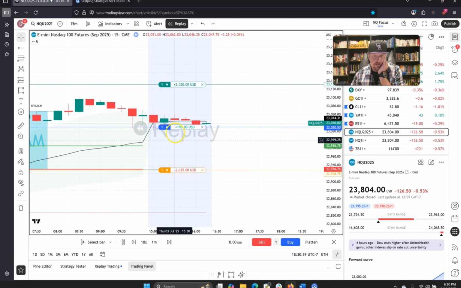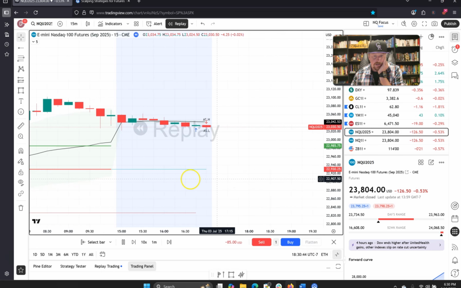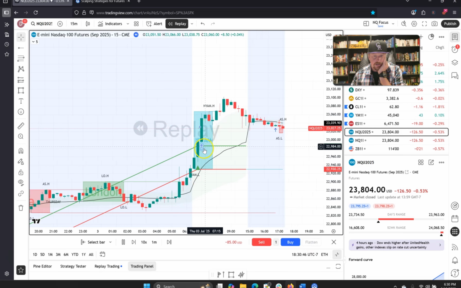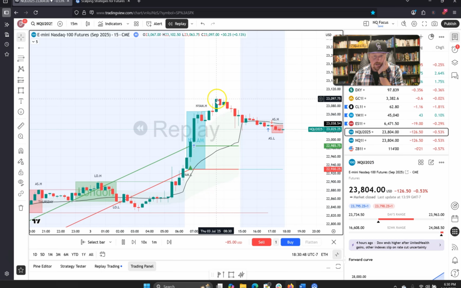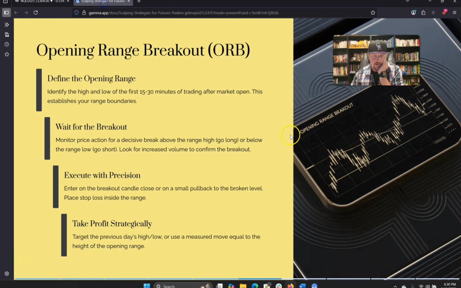But now the market's kind of over. But we could have gotten out at this high over here for a profit as well. But I hope you see this fair value gap, clear indicator. Up here, we kind of start to see a reversal. Probably want to get out of that. But that is the opening range breakout. Let's go to the next one.